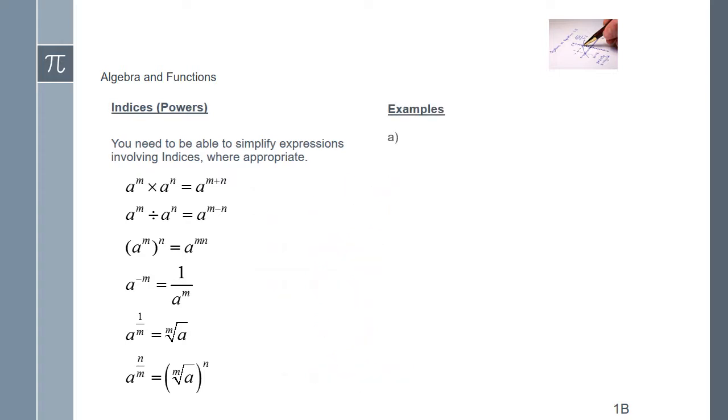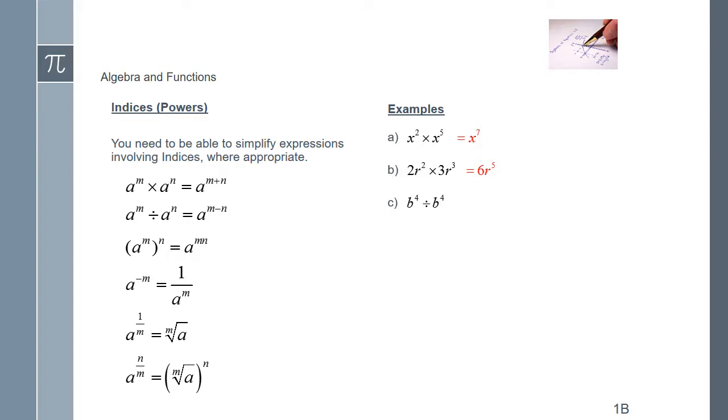So here's some examples. x squared times x to the power 5. It's the first rule, x to the power 7. 2r squared times 3r cubed. Let's treat the numbers first. 2 times 3 is 6, and then it's the first rule again. When you multiply, you add the indices, so 6r to the power 5.